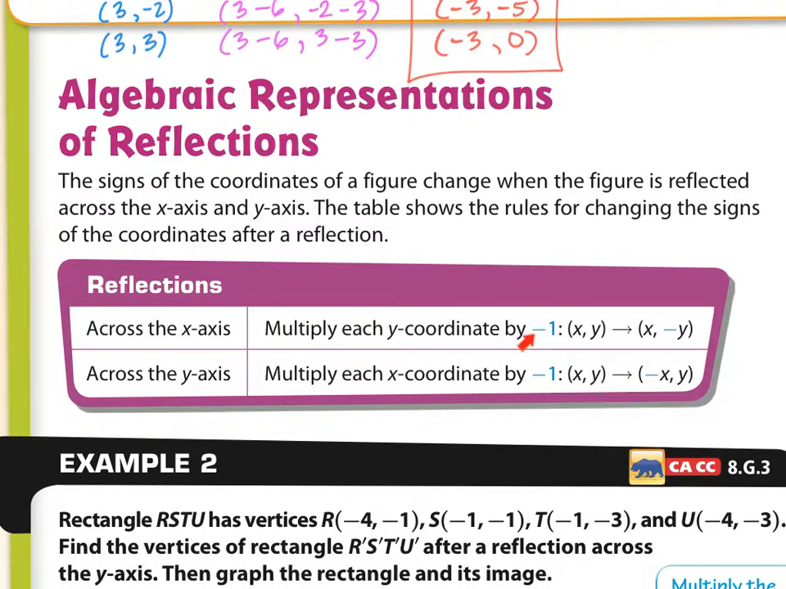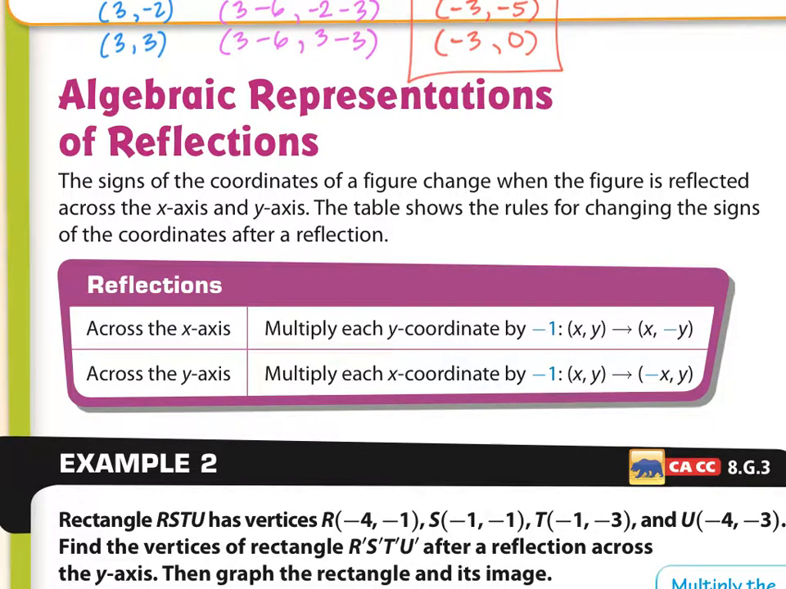If it's negative, it becomes positive. So our rule is x comma y transforms to x comma negative y. So the negative y just means let's change that sign. And then if you reflect it across the y-axis, the x changes, right?